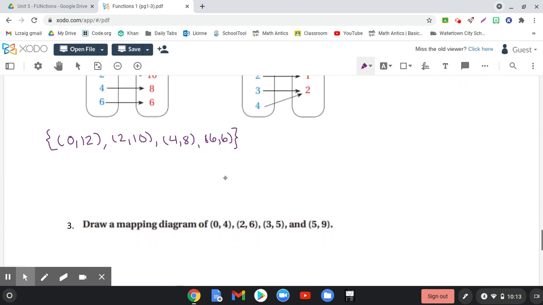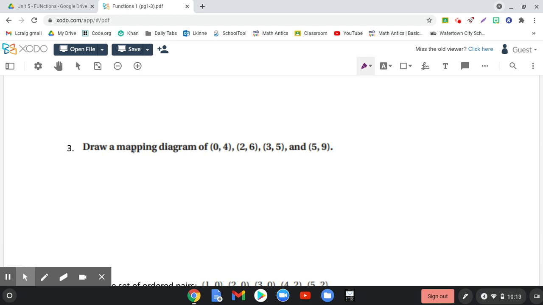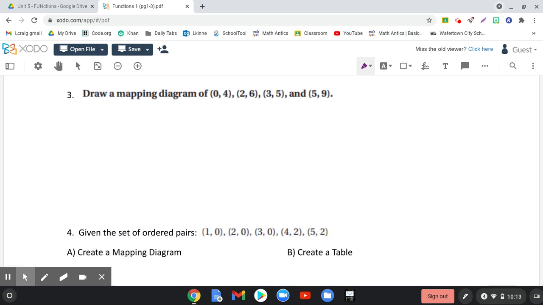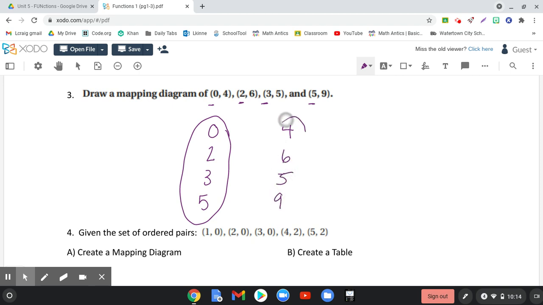All right. Now, going the other way, you can take a mapping diagram from a set of points. Again, we've been doing this. We did this on the front page, so if you want to try this as I'm doing it, that's fine. Let's look at your domain first. You have 0, 2, 3, 5. Nothing repeats, so I'm just going to write 0, 2, 3, 5. For your range, you have 4, 6, 5, 9. Nothing repeats. 4, 6, 5, 9.